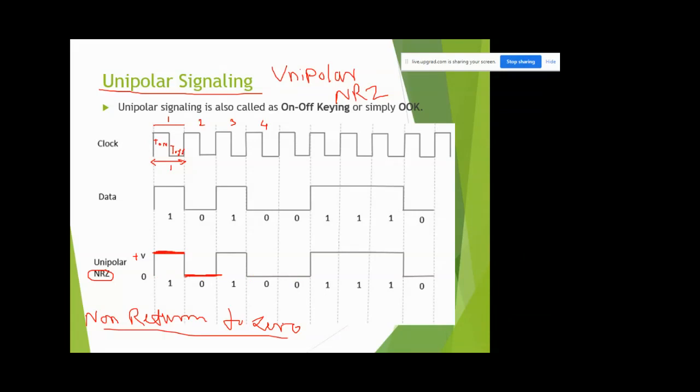So simply it is non-return to zero, also called on-off keying. On-off keying means if bit 1 is there, voltage is there. If bit 0 is there, 0 is there. Simple. So that is unipolar NRZ: only one polarity, positive, and it is non-return to zero. This is the first format, unipolar NRZ.